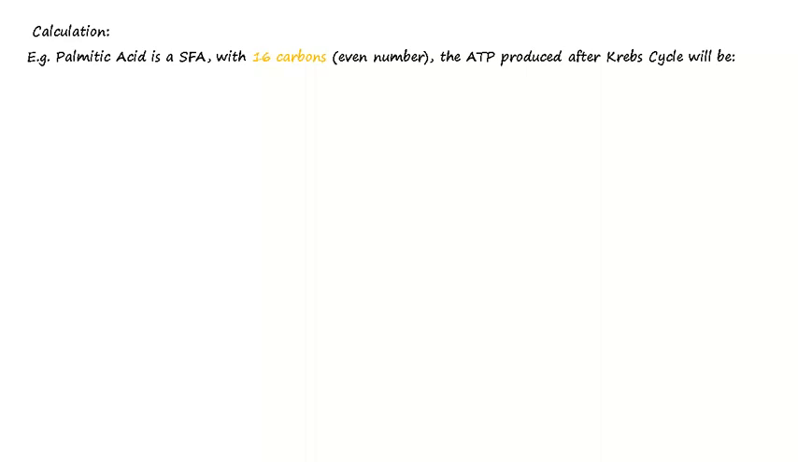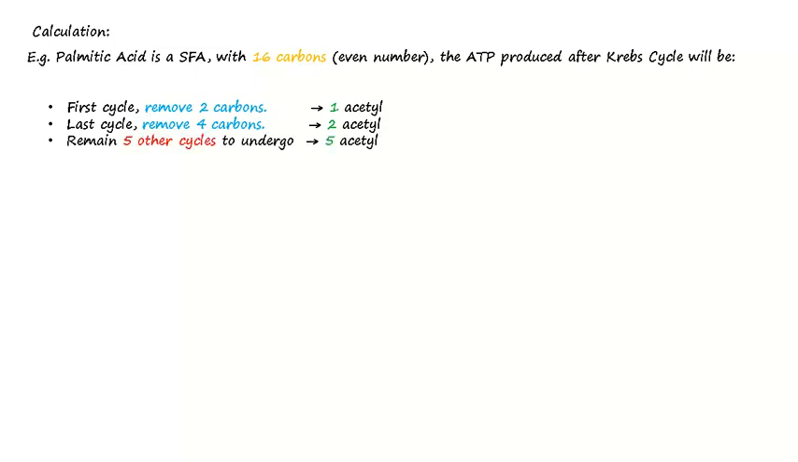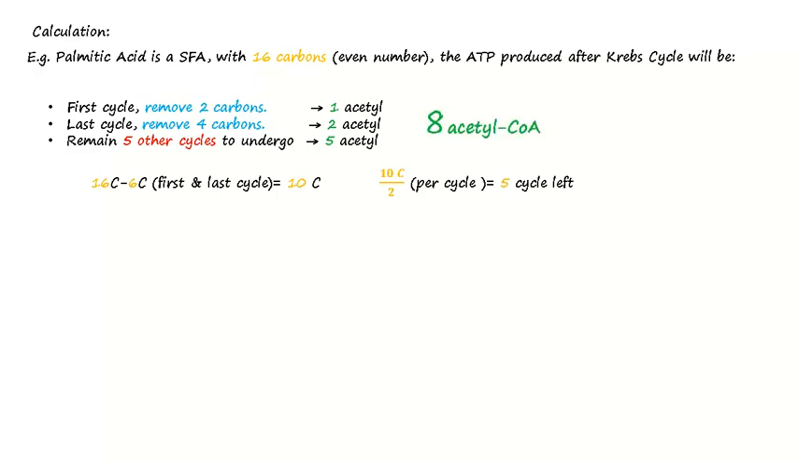If you want to calculate the energy produced, let's take an example. Palmitic acid is a saturated fatty acid. It has 16 carbons, which is an even number. In the first cycle of beta oxidation, 1 molecule of acetyl-CoA will be formed. The last cycle will produce 2 molecules of acetyl-CoA. 5 other cycles remain, which will produce 5 other molecules. So, in total we have 8 molecules of acetyl-CoA.